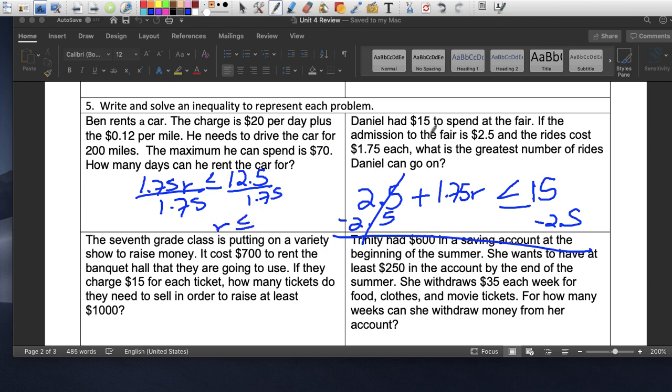Alexa, what's 12.5 divided by 1.75? 12.5 divided by 1.75 is 7.1429. So that's the actual answer, right? But in the context of this story, what's the greatest number of rides he can go? 7, right? Yes, you can go 7, 6, 5, 4, 3, 2, 1, but the maximum is 7.